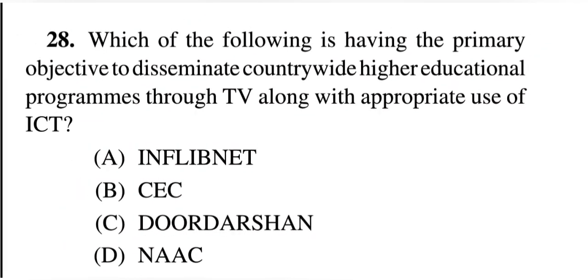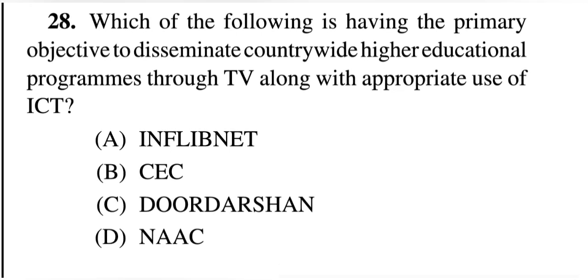Number 28, it says which of the following is having the primary objective to disseminate countrywide higher educational programs through television along with appropriate use of ICT. Okay. ICT means, if I'm not wrong, information and communication technology.